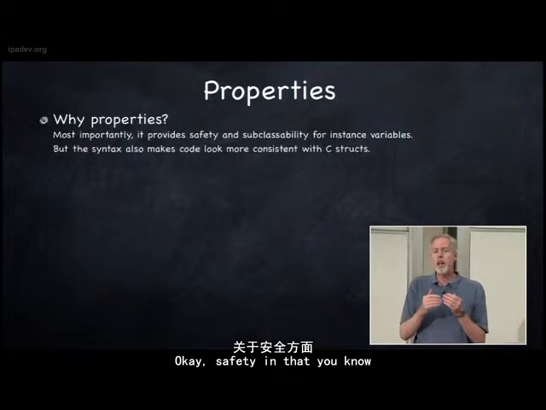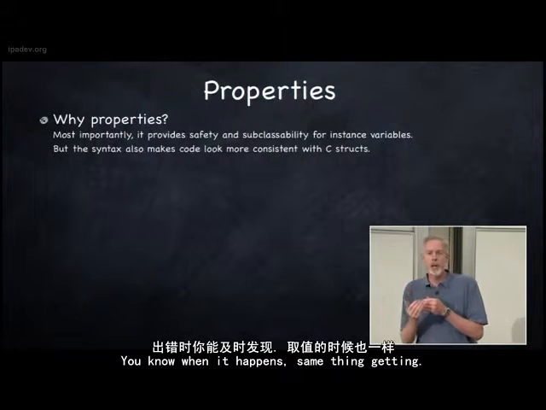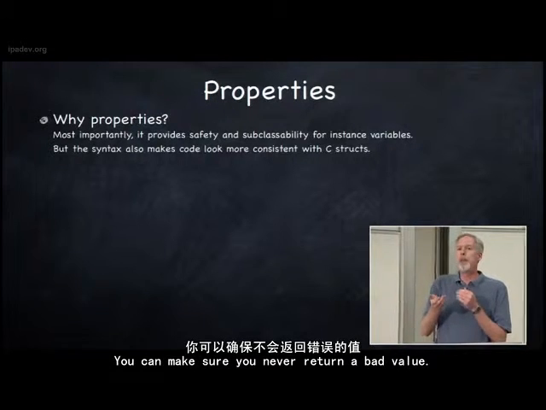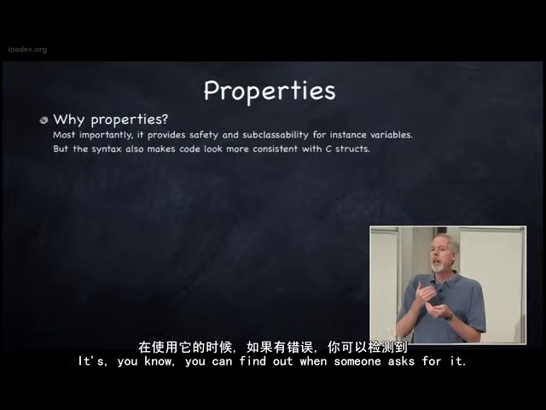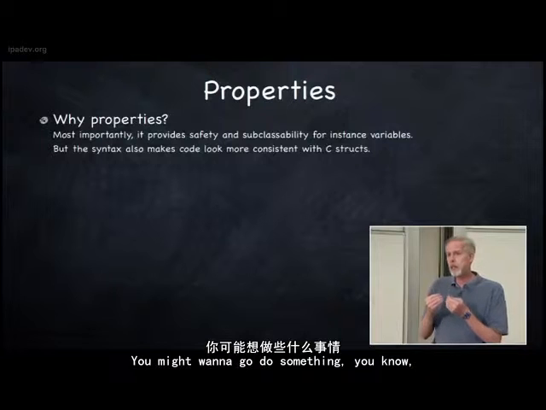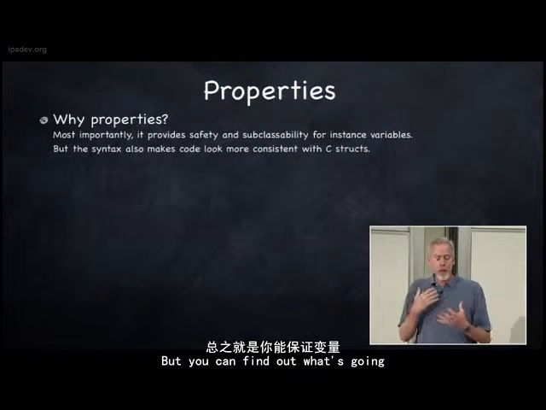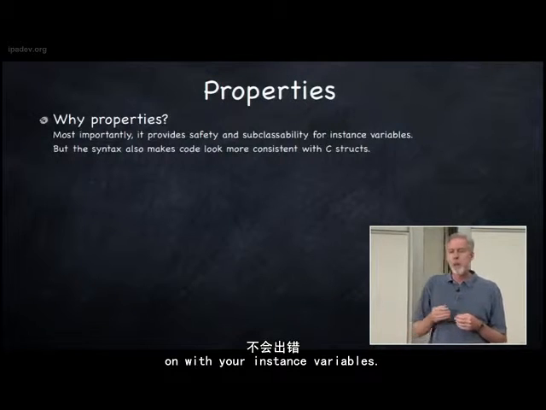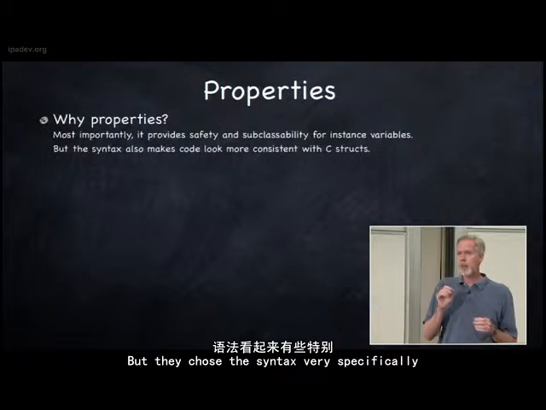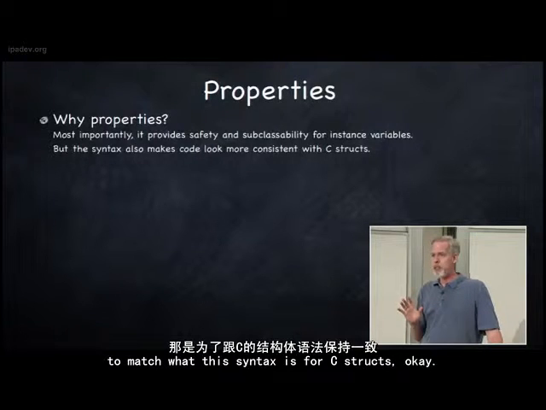Safety in that you know when someone's setting an instance variable, you can bounds check it, you know when it happens. Same thing getting. You can make sure you never return a bad value. You can find out when someone asks for it. You might want to do something time intensive at that point, fork off a thread, I don't know what, but you can find out what's going on with your instance variables. But they chose the syntax very specifically to match what the syntax is for C structs.